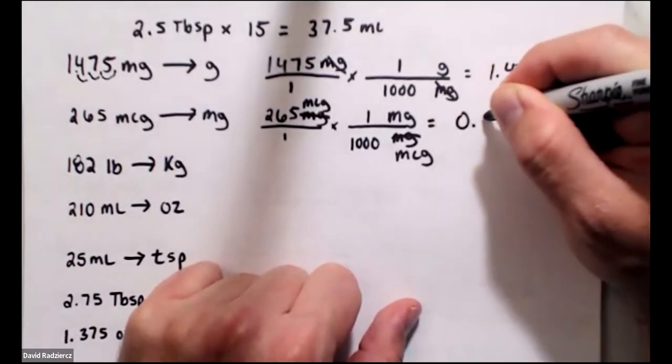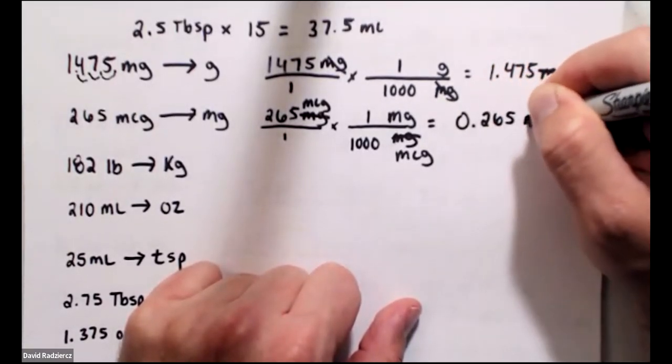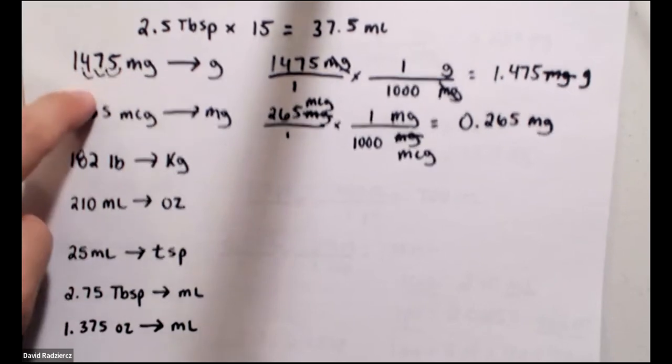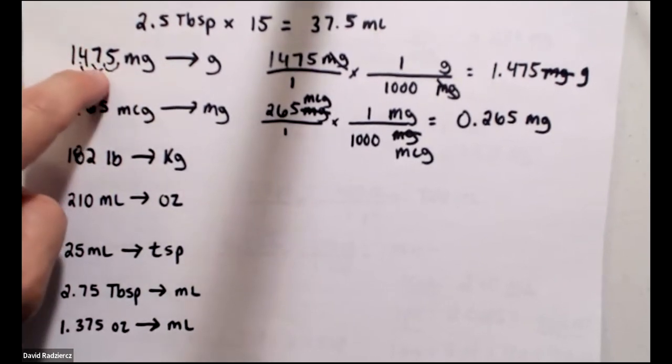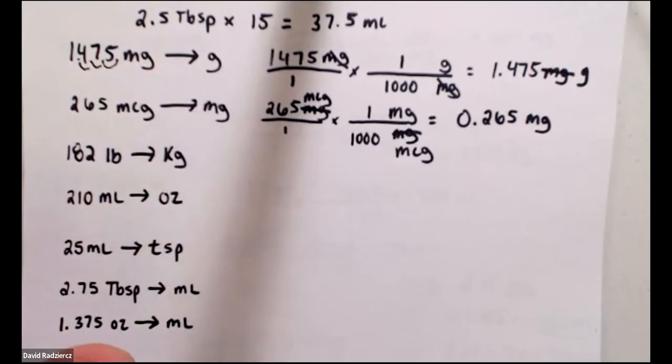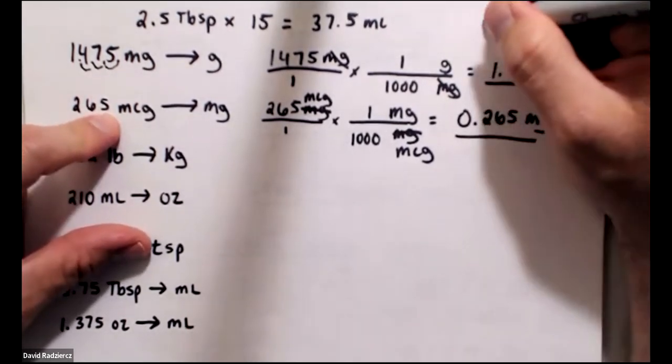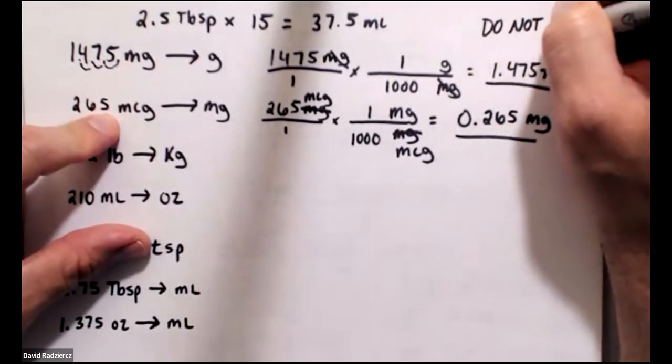My answer is 0.265 milligrams. That's supposed to be milligrams. That is the answer. Do not round that to 0.27, okay? Leave it at 0.265 because you do not round basic unit conversions. Metric to metric, don't round, okay? When you're going metric to metric, most likely if you go household to household, but you're not going to see questions like that. Metric to metric, do not round. So this is your answer. Do not round those answers.